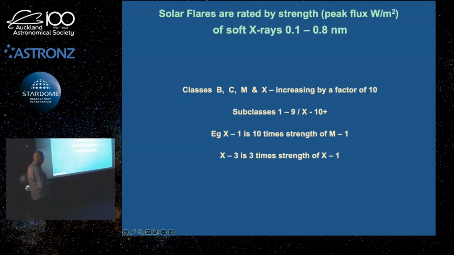And then within each class, there are subclasses 1 to 9, 2 being twice as powerful as 1, and 3 being 3 times as powerful, and so on. Except for X, there's no limits. You can just go X 1, 2, 3, 4, 5, 6, 7, 8, 9, 10, 11, 12, 13, 14, 15. You can just keep going on the X. That just keeps going up.